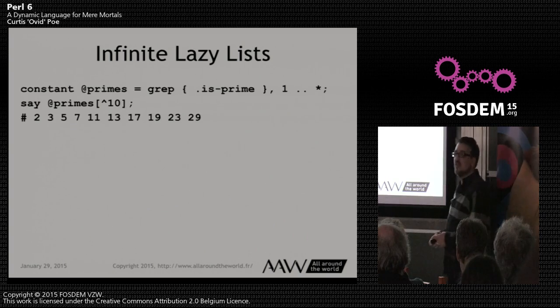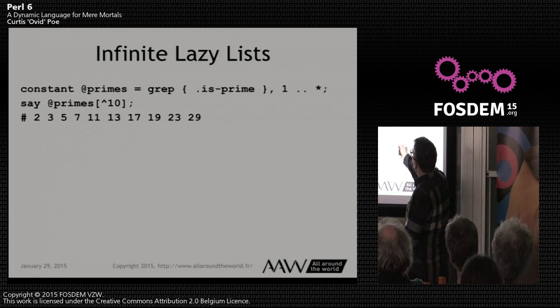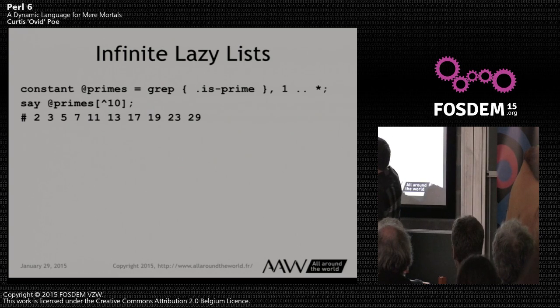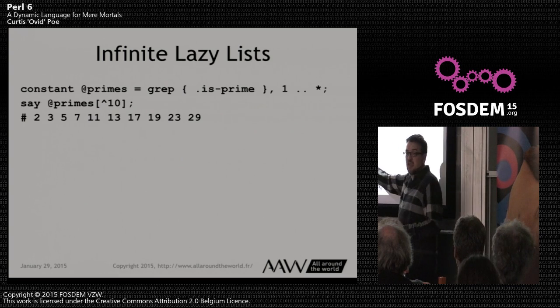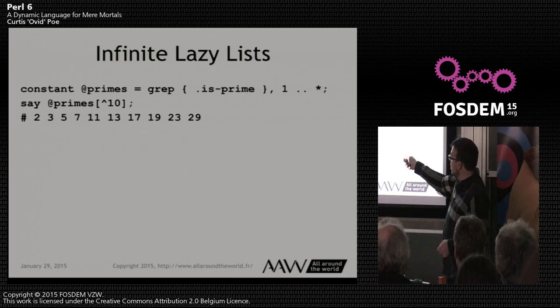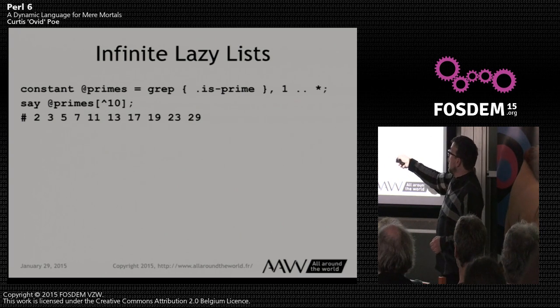So this is the part which tends to scare people. This is an infinite lazy list of, we're going to get all the prime numbers from 1 to whatever, basically infinity. And we're going to assign it to this constant primes. We can declare constants. It's going to be immutable. So say all the primes up to 10. We get all the first 10 prime numbers.